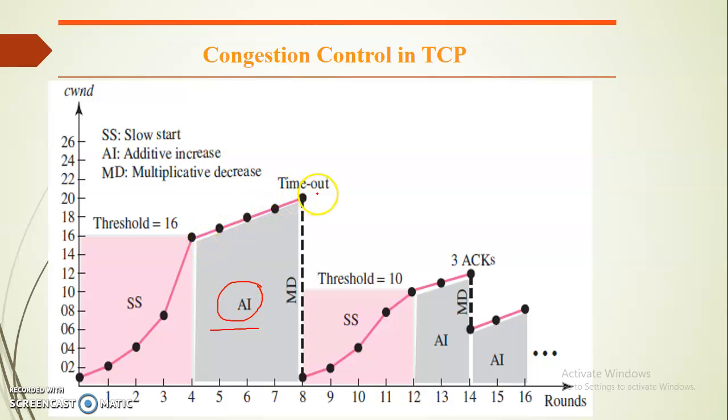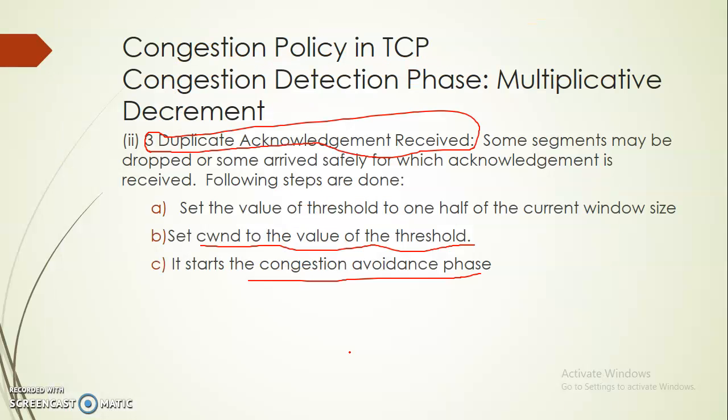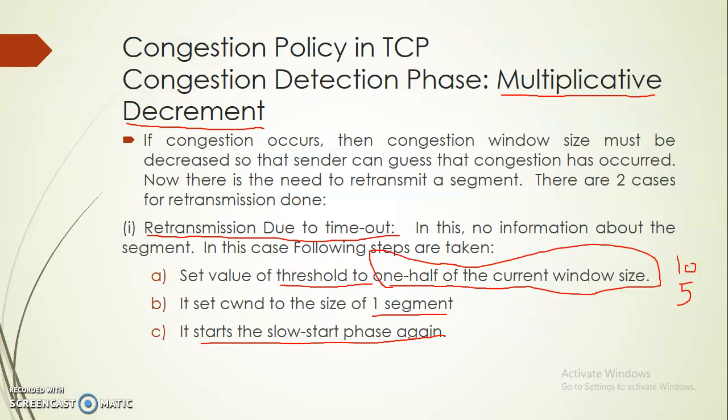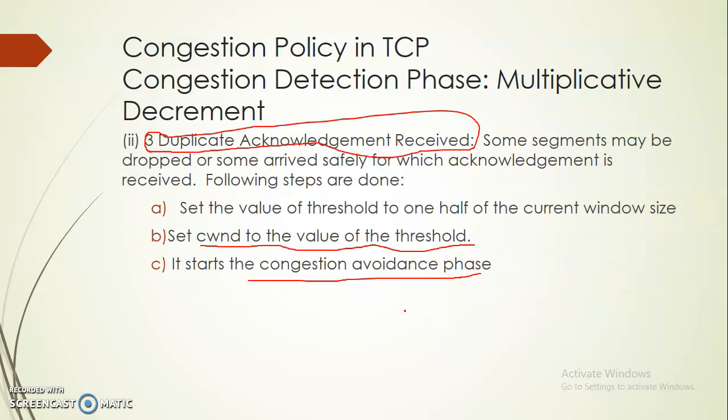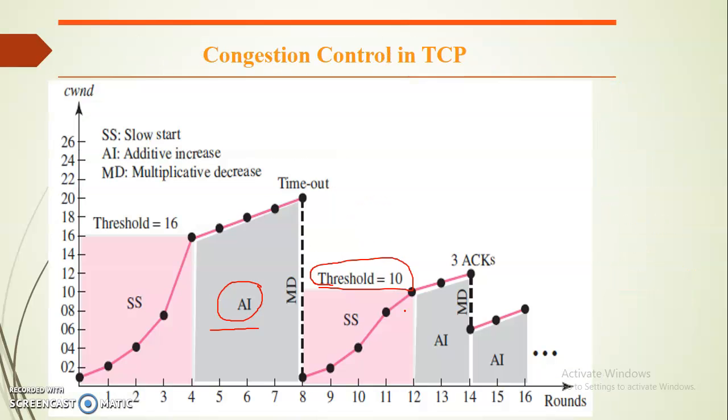When it reaches 20, timeout occurs, right? As soon as timeout occurs, it will set the threshold value to 10, right? At that time, slow start phase will run again. You see in this, when timeout occurs, then CWND size is one segment, it starts the slow start phase again.